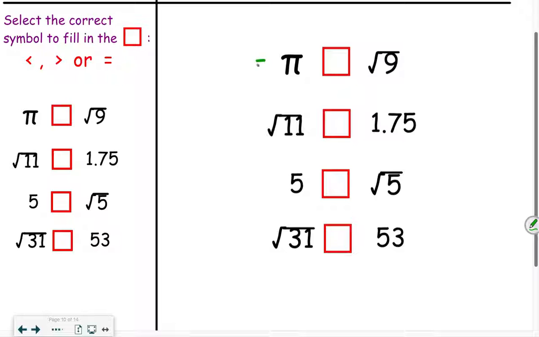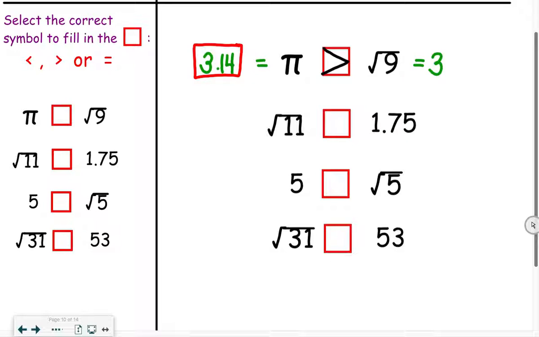So pi is the same as 3.14. The square root of 9 is 3. So if I compare 3.14 and 3, 3.14 is the number that is bigger, so I'm going to put a greater than symbol. Remember, the mouth has to eat the bigger number. 3.14 is bigger than 3, so pi is greater than the square root of 9.